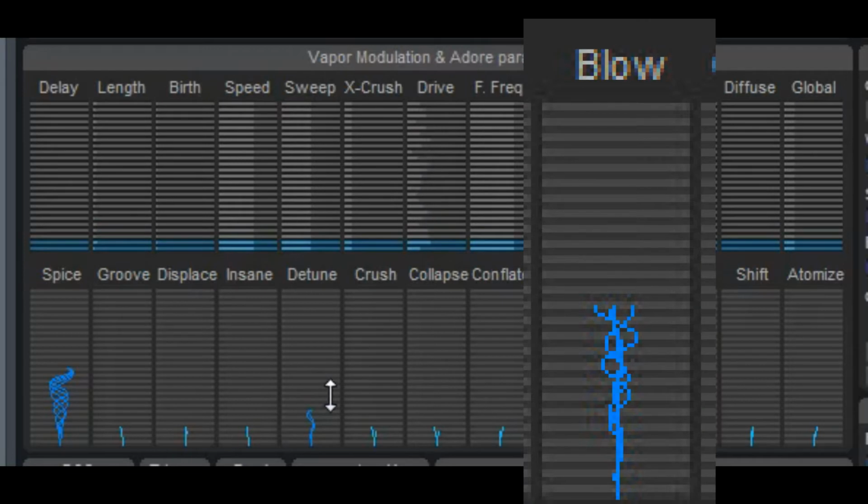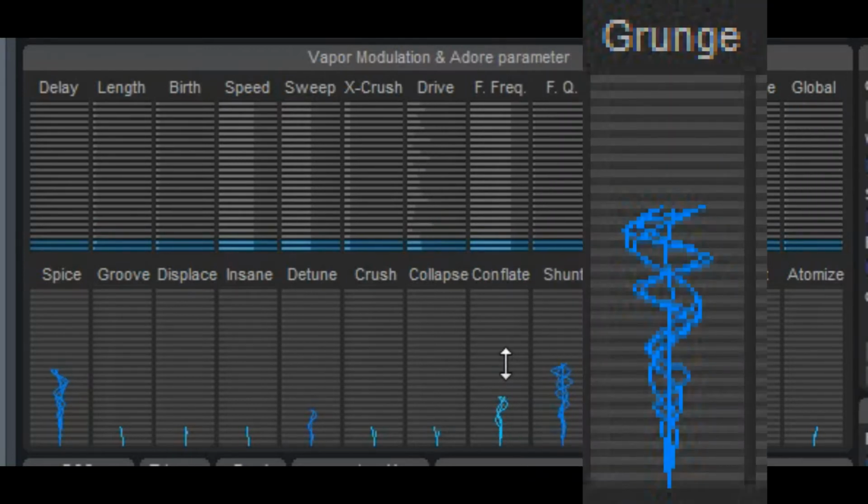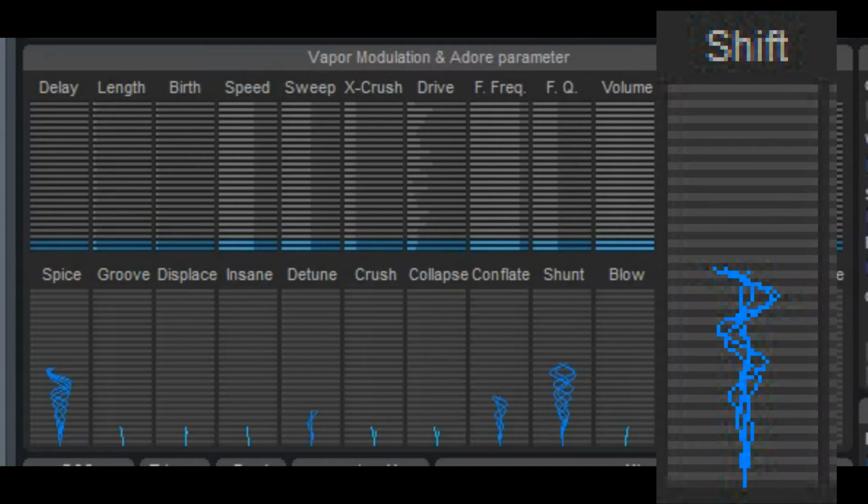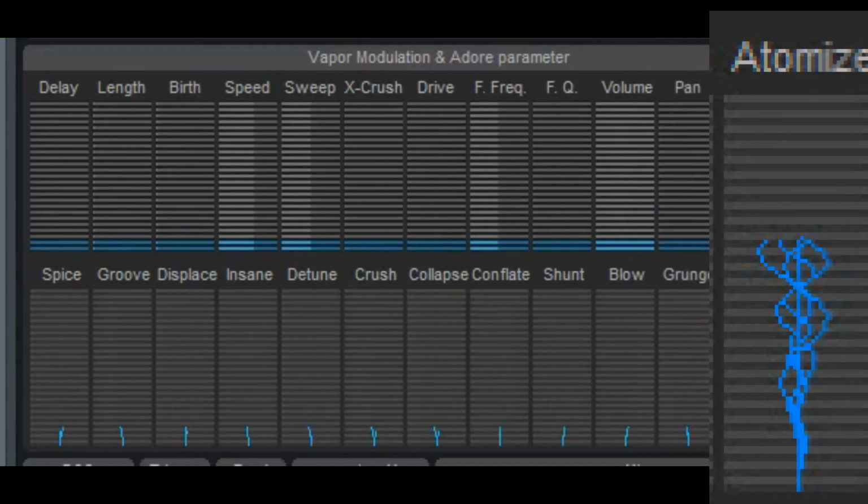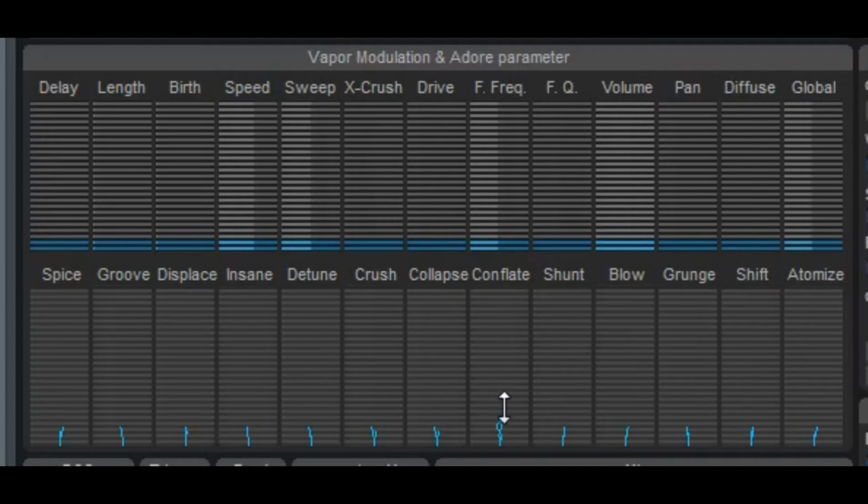In opposite to the 13 vapor modulation monitors above, the 13 new parameters, they are called ADOR parameters, are represented by adjustable wheels. And the amount of each of them is depicted by a growing or diminishing structure, reminding me of liana in the jungle or an exotic tree. Again, I love it.